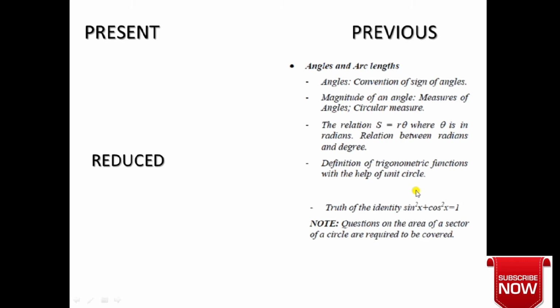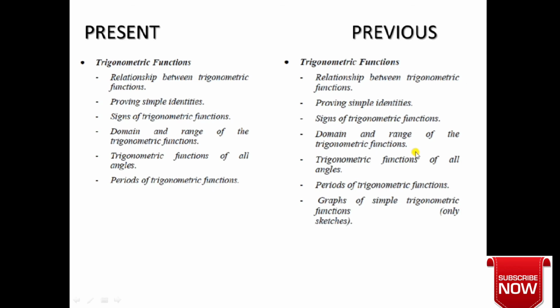Next, look students, what we have: angles and arc lengths. Here the total part has been removed. You need not do this part. Next we have trigonometric functions. In trigonometric functions the only part that has been removed is graphs of simple trigonometric functions. Only sketches have been removed.